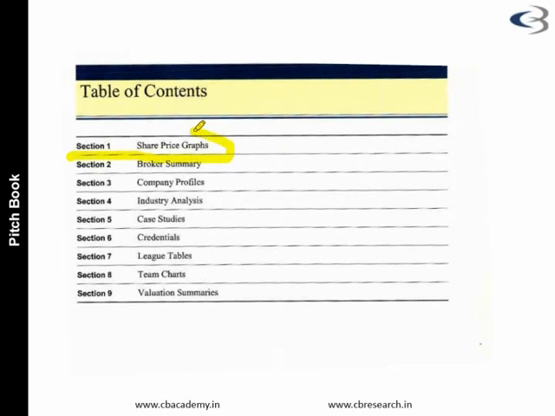The second section would be, if I'm doing a company profile, if I'm making a profile for a company, then how we'll prepare a broker summary, how the brokers perceive, how the brokers think about this company, how we are supposed to show that thought process through charts, through graphs, through tables. That is a part of the broker summary.